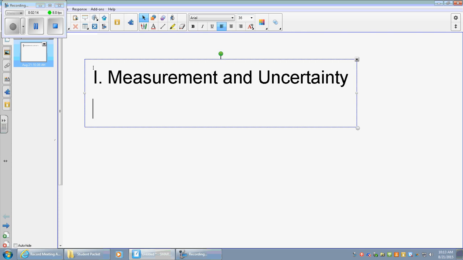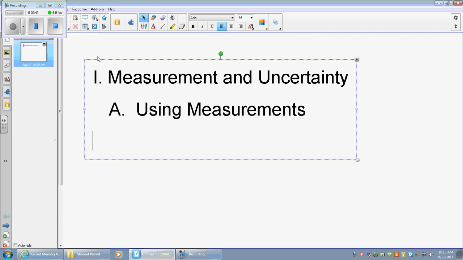Let me look at that. Using and expressing measurements, accuracy, precision, and error, and significant figures in measurement. Actually, there's 4: significant figures in calculations. So those will be your next bullets in your outline. So for A, I'm going to put using and expressing measurements, or maybe I'll just put using measurements, right?